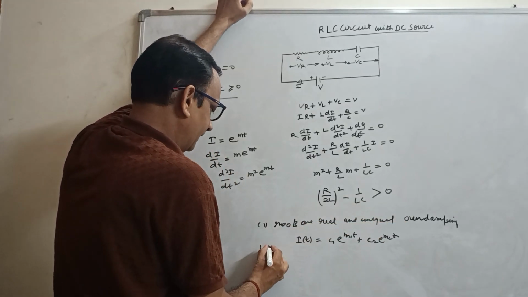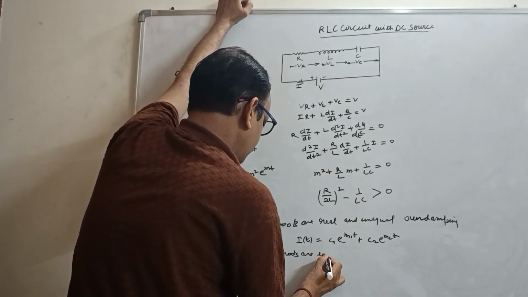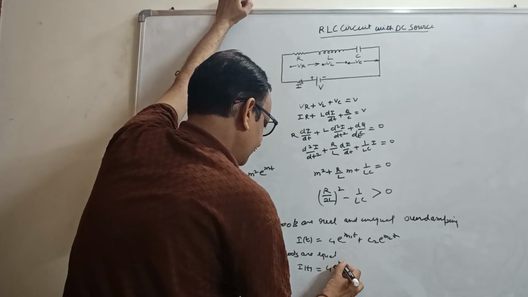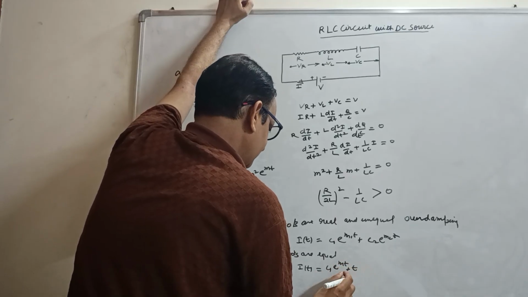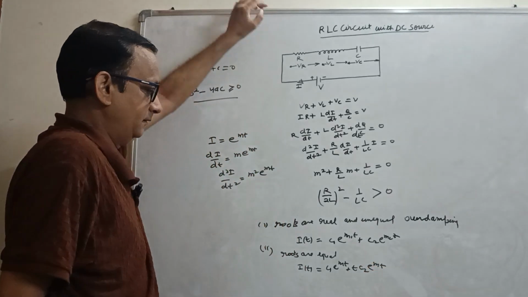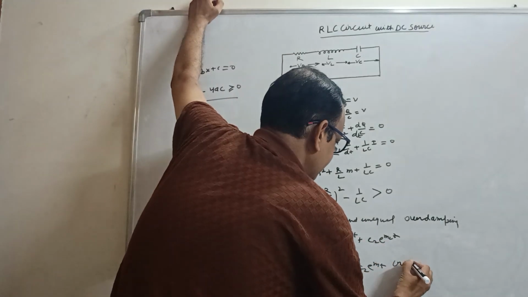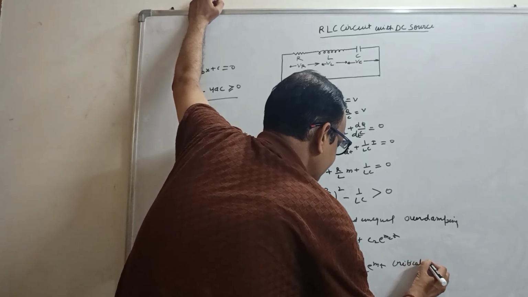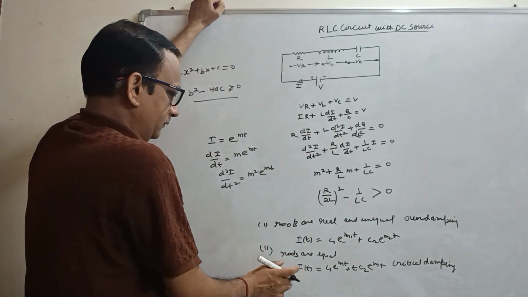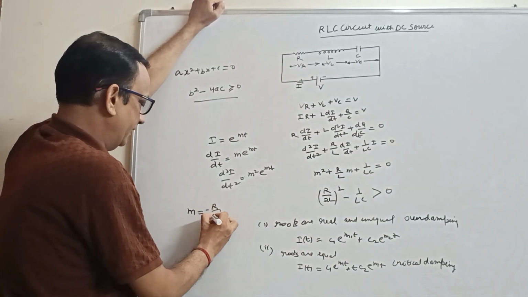If the roots are real and equal, then the current would be C1 e raised to power mt plus t C2 e raised to power mt. The roots are equal, so this is the condition of critical damping. The value of m would be minus R by 2L.